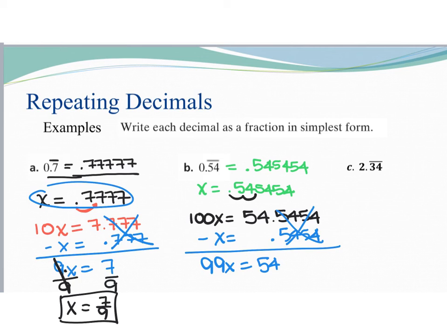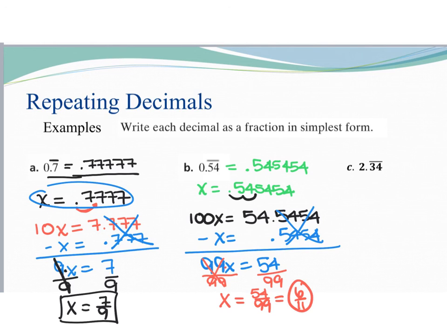Then I want to get that x by itself so I can see what my fraction is. Remember, this is really 99 times x. So to undo multiplication, I'm going to divide by 99. My 99s are going to cancel out here, and that's going to leave me with x, and I'm left with 54/99. Now, in this case, 54/99 will reduce down because 9 will go into 54 6 times, and 9 will go into 99 11 times. So my final answer would be 6/11. So 6/11 will give me the repeated decimal 0.54.